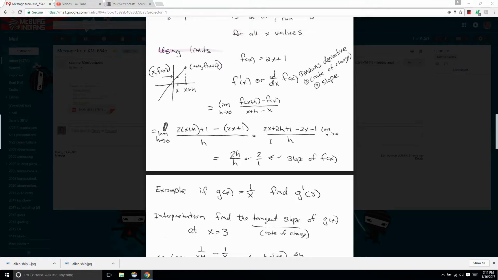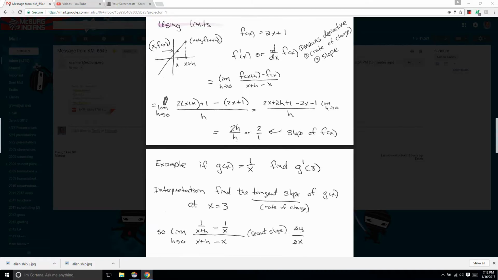So let's see where we go from there. We distribute the 2, so 2x plus 2h plus 1. And we've got to remember to distribute this negative here. This becomes negative 2x and minus 1. Any negative in front of a parentheses needs distributed. So the 2x and the 2x cancel, the 2h stays, and the 1 and the negative 1 cancel.